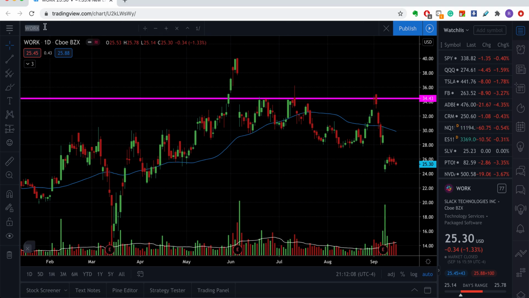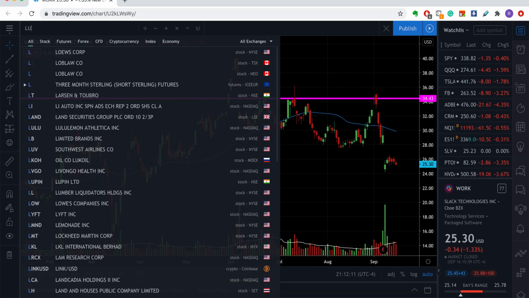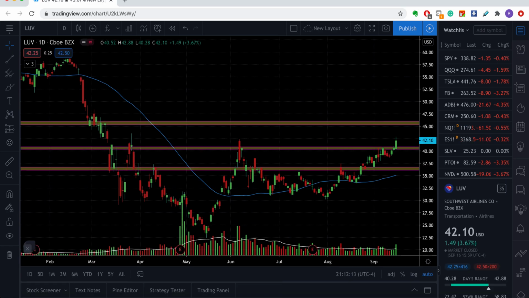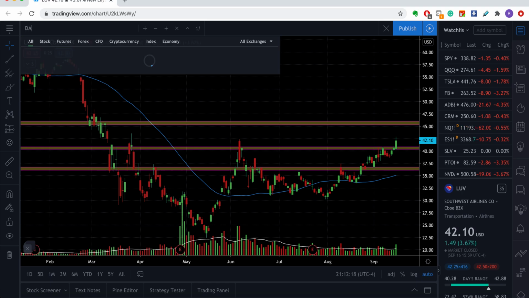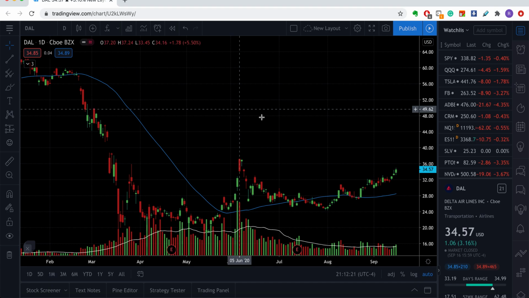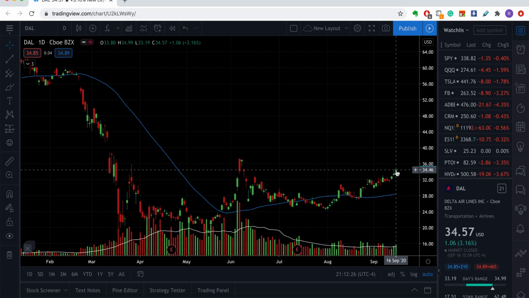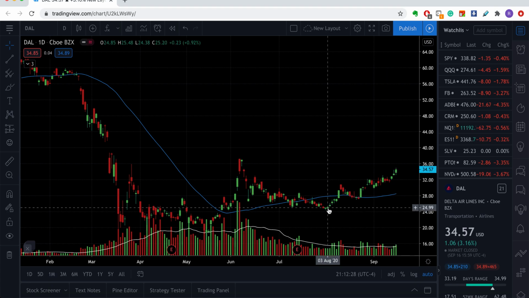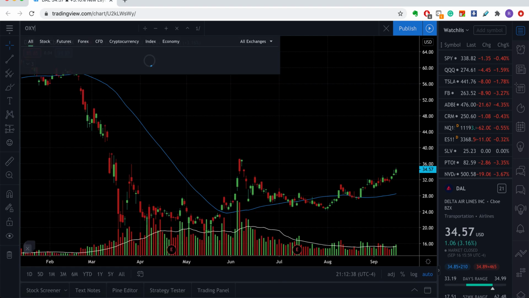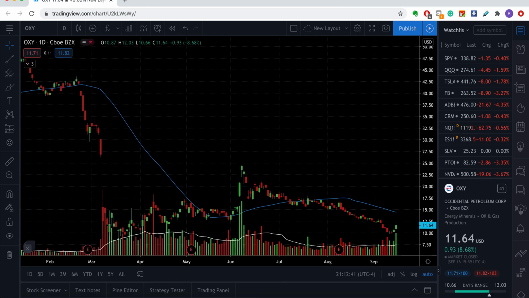But yeah, all the airlines are pretty good too, like Lovu 42, almost there. Then we have Delta. Look at this, we bounced right off here. 27 would be good, but right now we are at 34. But Delta was like, oh man, Delta was like 20, 21. So what else do we have? I mean, airlines are pretty good, and oil is at a pretty good price as well.